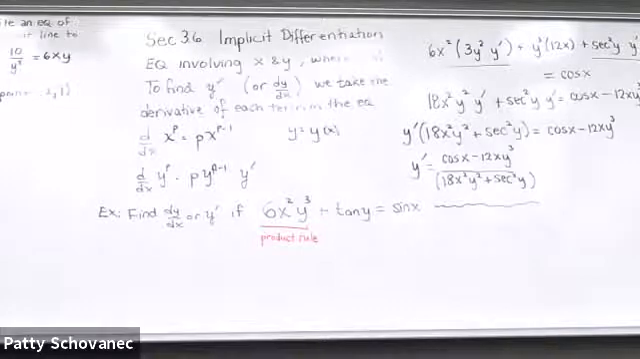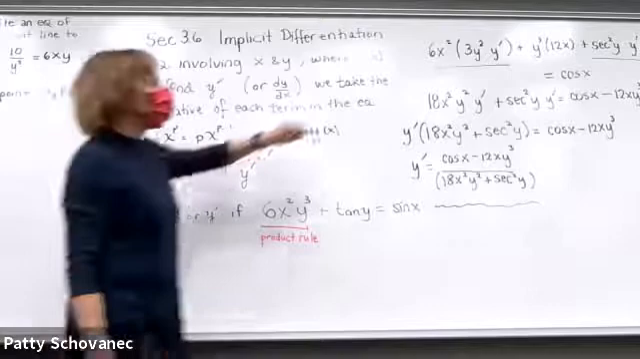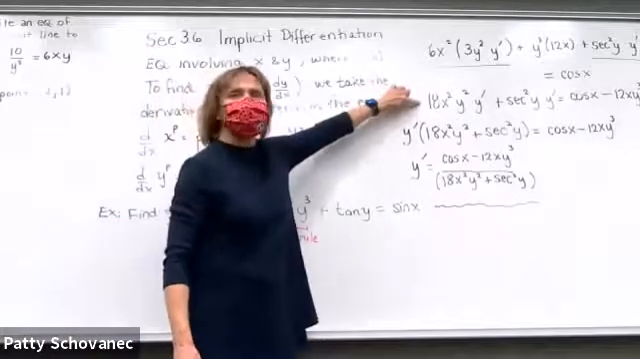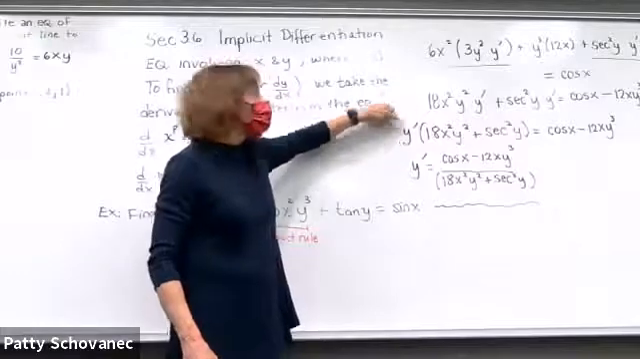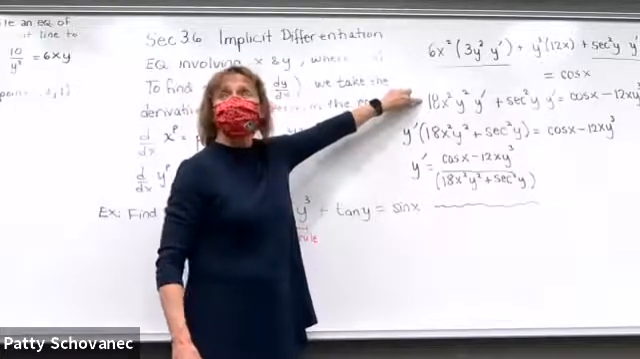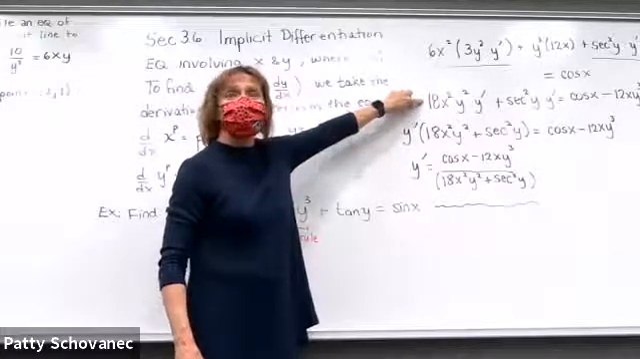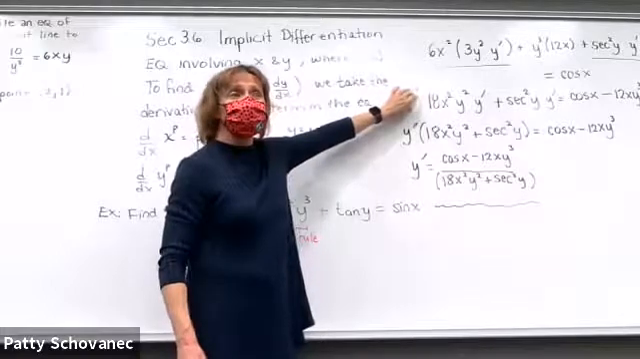So you're going to do the same thing. You're going to take the derivative all the way through and you're going to get some equation like this. But then you can skip the step where you solve for y prime. You can go ahead and put the numbers in right here. And that might make it easier for you to solve for y prime once you get to this line.